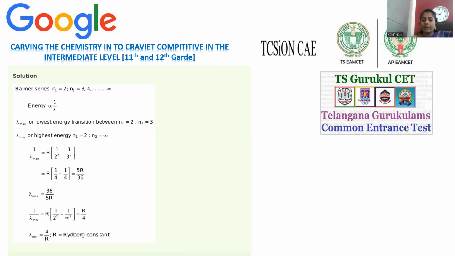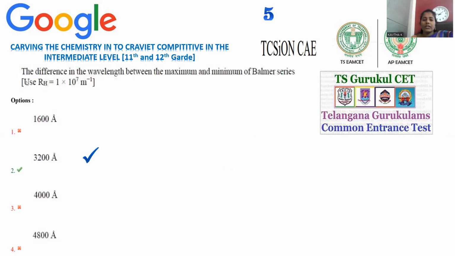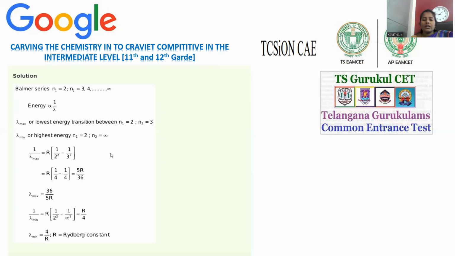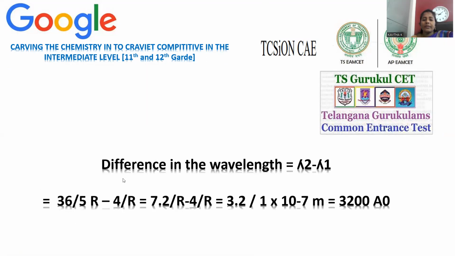If this is the calculation of lambda max and lambda minimum, then you have to go for the difference in the wavelength, which they are asking for. The difference in the wavelength is equal to lambda 2 minus lambda 1. Lambda 2 value is 36 by 5R minus lambda 1 value is 4 by R. That is, lambda max minus lambda minimum. If you take the difference, 36 by 5 is 7.2 by R, minus 4 by R. 7.2 minus 4, the value will be 3.2.